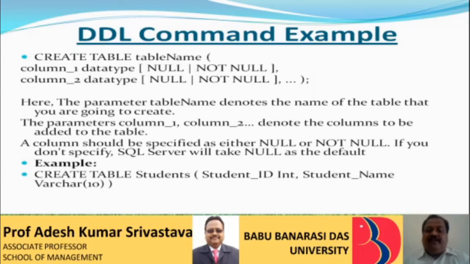So the complete example will be like this: create table student, then in braces, student ID and its type int, the integer type, thereafter a comma, and then student name, and then again the variable type, that is varchar, meaning it will be a character variable, and the length of that will be 10, and thereafter the braces are closed. So this is the complete example of the create table command. I hope you must have understood.